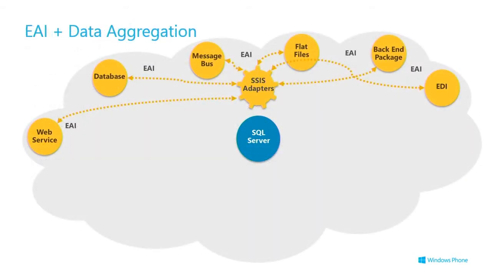So let's take a visual look at what that looks like. This cloud looks like your private cloud that your enterprise is using, and you see SQL Server at the heart of that. And then the gear-looking thing above that is your SSIS adapters. This is like your Swiss Army knife, your universal way to talk to web services, databases, message buses, all kinds of back-end packages. And you're going to use that to uniformly pull that together in SQL Server.